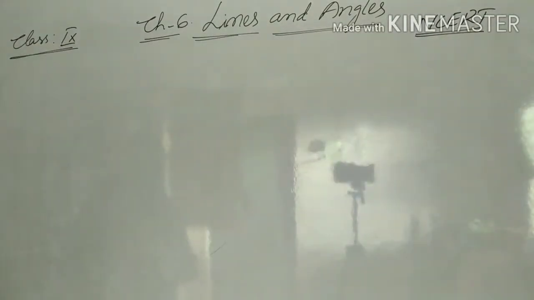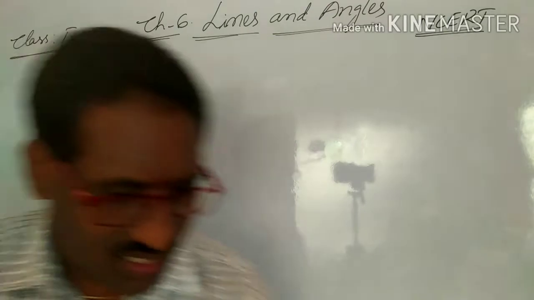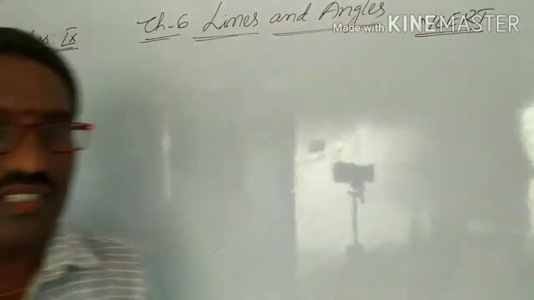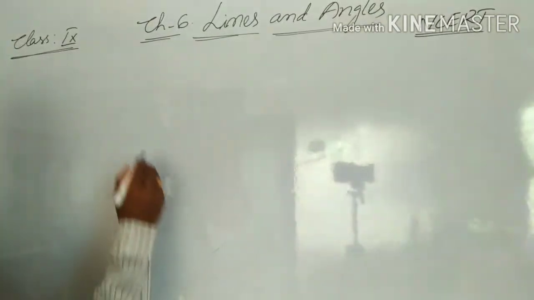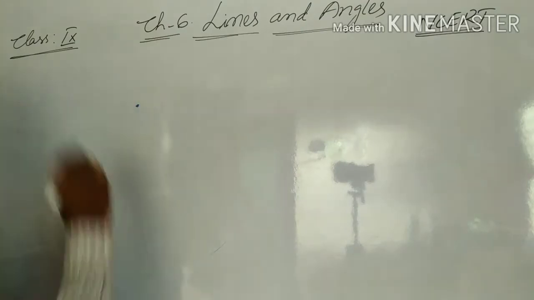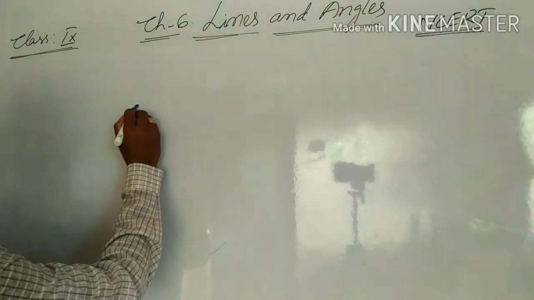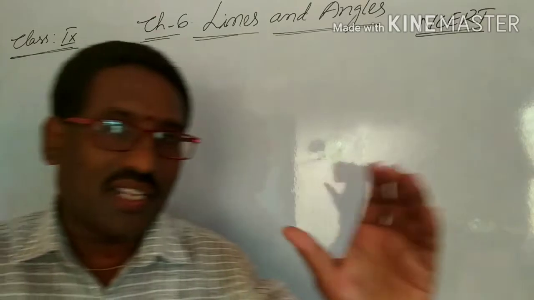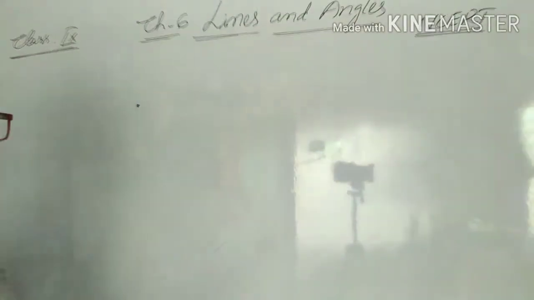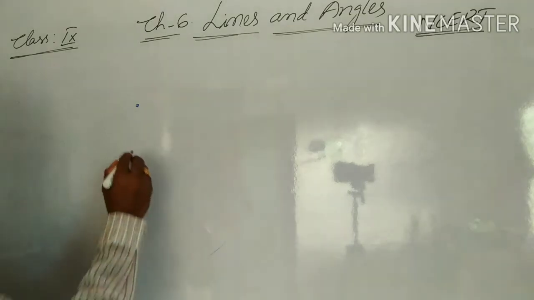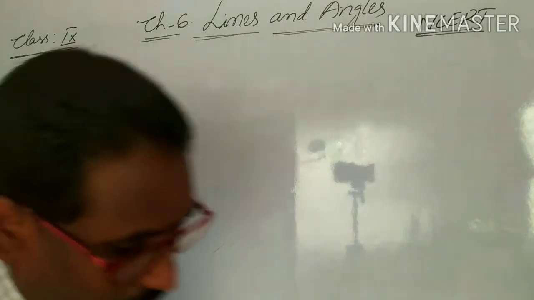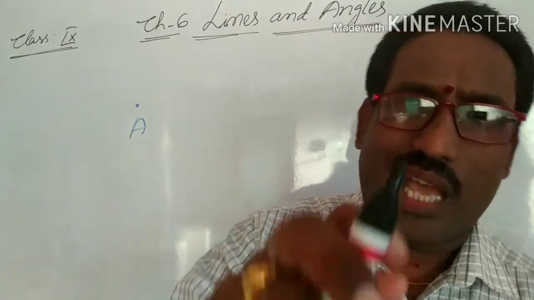First of all, Chapter 6, Lines and Angles. You already learned in the previous class, what is this? This is a point. What is that? That is a point. Points are always denoted by capital letters. Points are denoted by only capital letters.